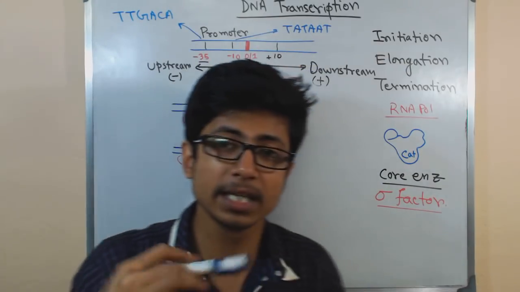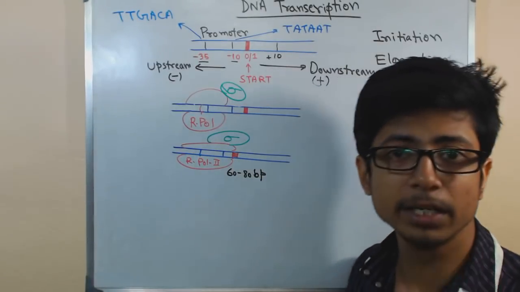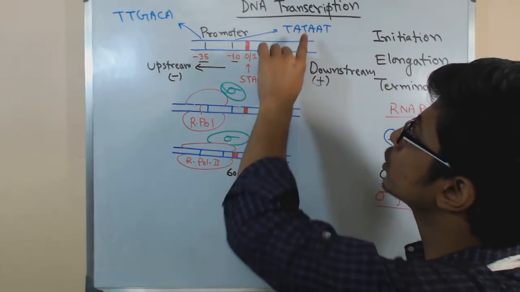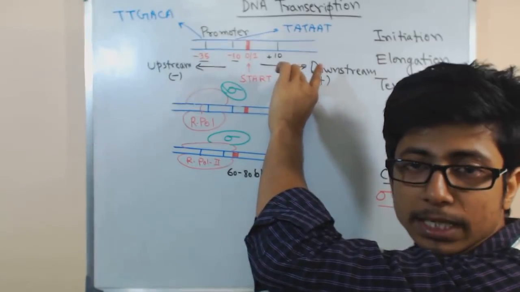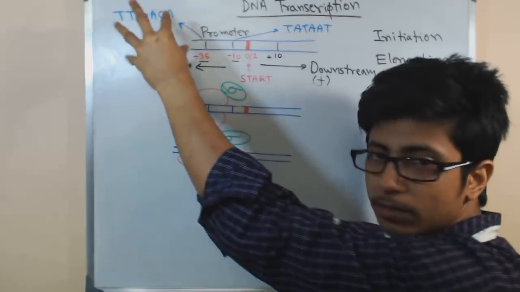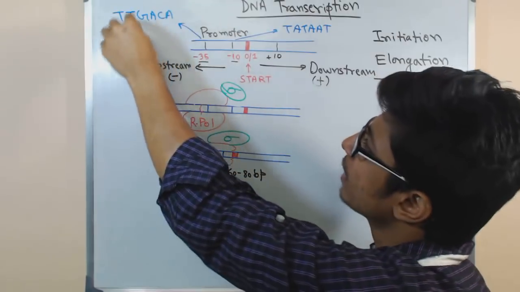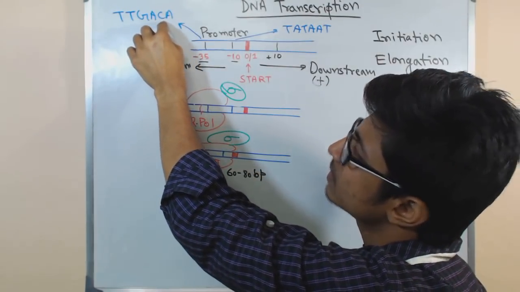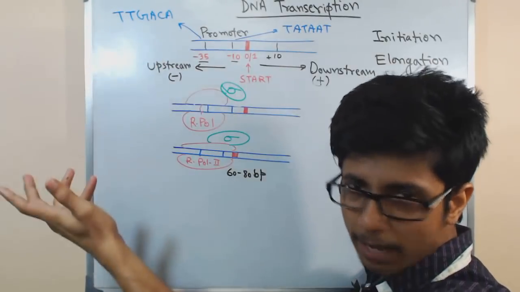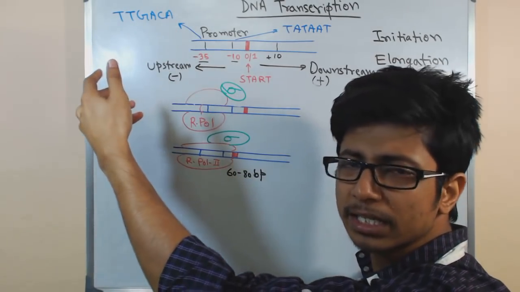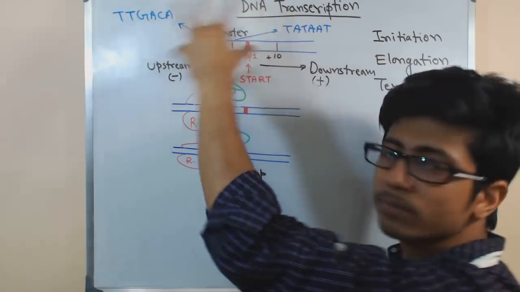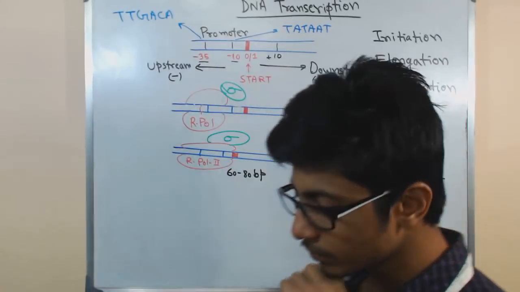Now remember, when I say consensus sequence, it does not necessarily mean that every organism must have this sequence. It means this is conserved, so in most cases we are going to find this sequence. It might have a difference, like in the TT or CA, one or two differences in nucleotide sequence, but majorly it's conserved.